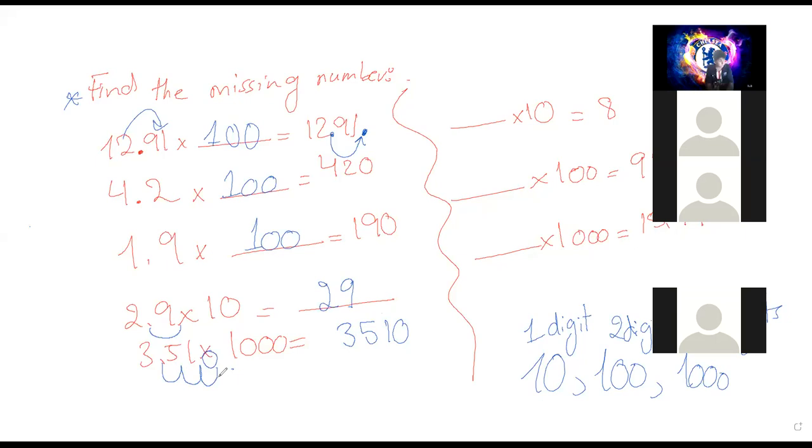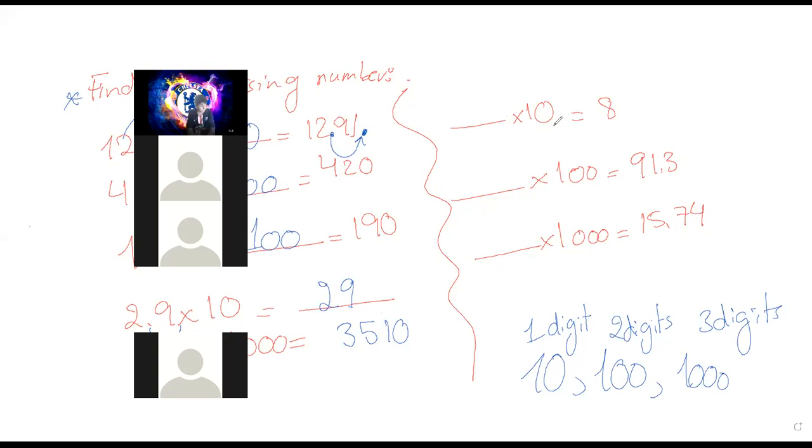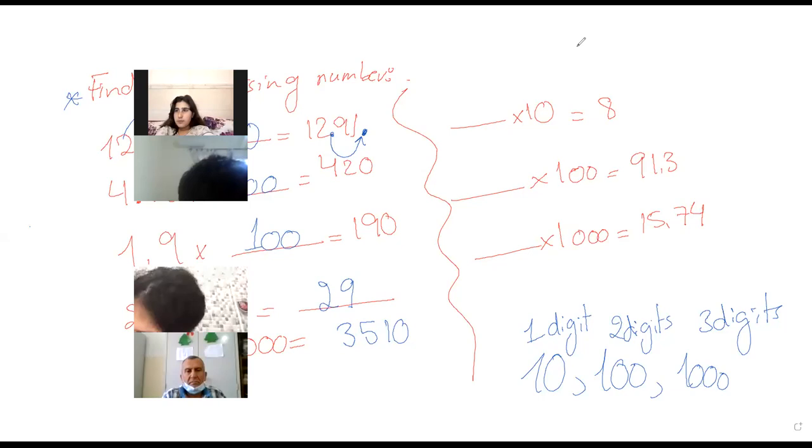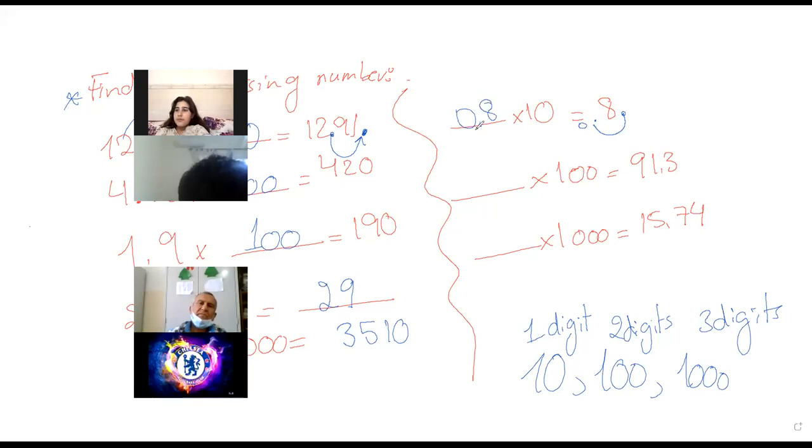Next, Aziza. You should know which number we multiply by 10 gives us 8. How do we find the missing number? I gave you the answer, it's 8. What shall I do? I'll put the point, then we move it to which side now? To the left side. Bravo, backwards, opposite to this one. So we put the point at the end, then we move it backward one digit. So it will be 0.8. Bravo, Aziza. We move the decimal point backward one digit to the left side.